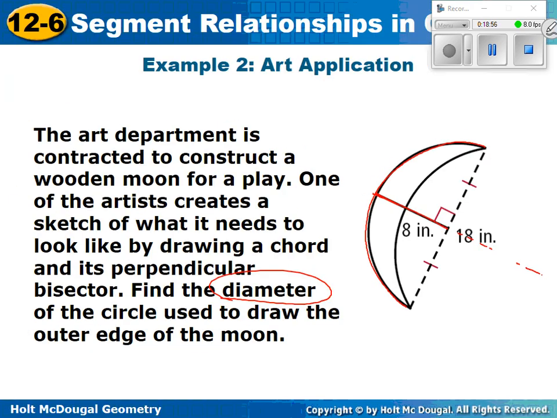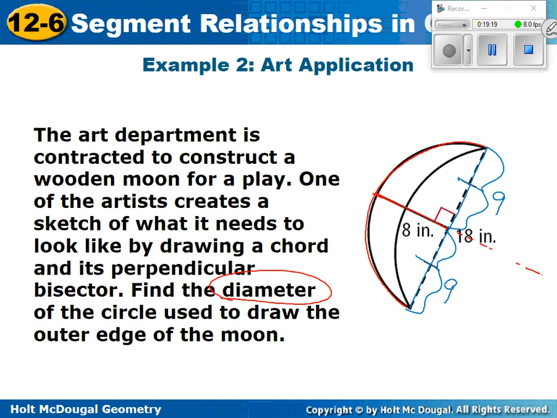So it's not the 18 inches. Everybody with me there? Okay, so here's some things you need to understand because they didn't do a very good job labeling the picture. 18 is this whole dashed part. If these are congruent, what does that make each of these pieces? 9 and 9. Everybody okay with that?